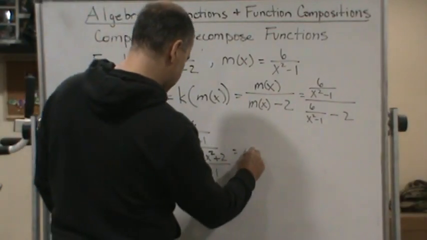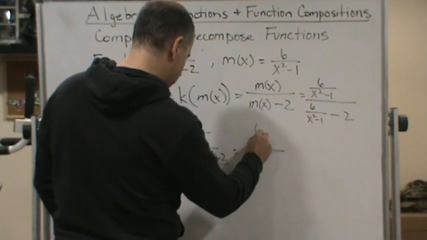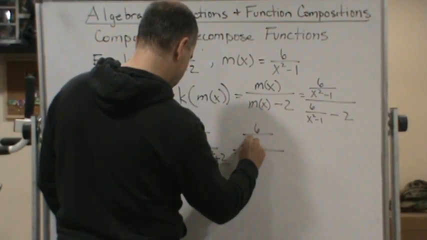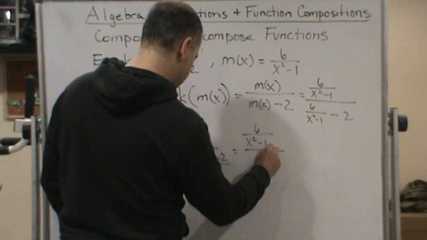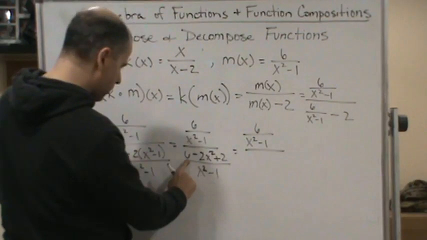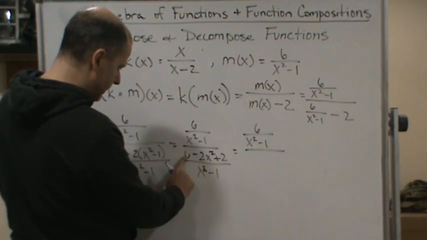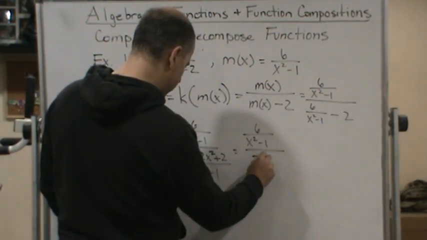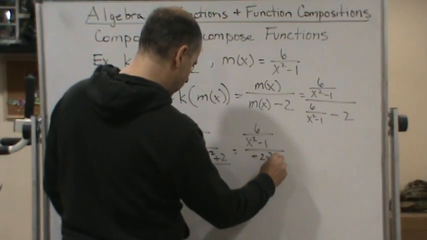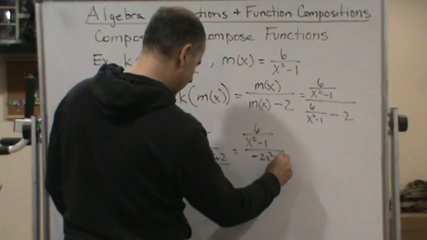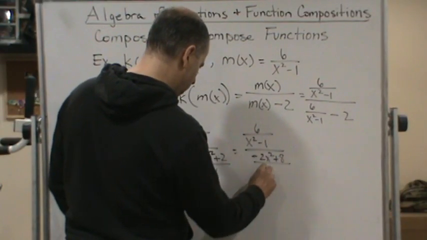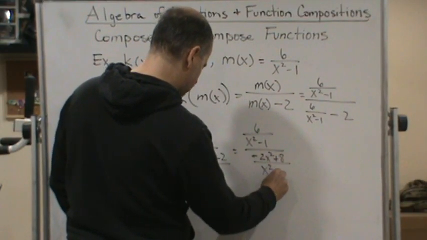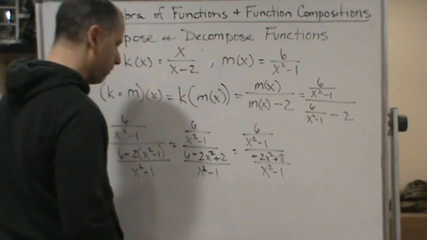And now I'm going to simplify it further. So 6 over x squared minus 1. And then here's what's going to happen. This is going to be 6 plus 2, which is going to be 8. So I'm going to get a negative 2x squared plus 8 all over x squared minus 1. Okay?